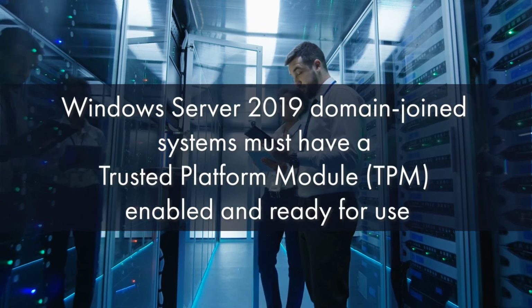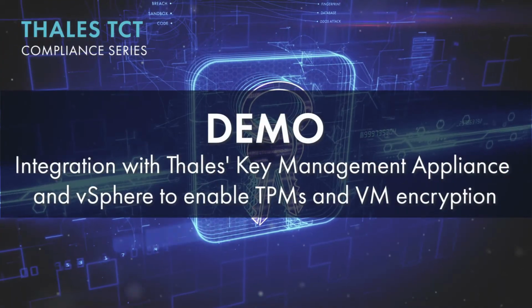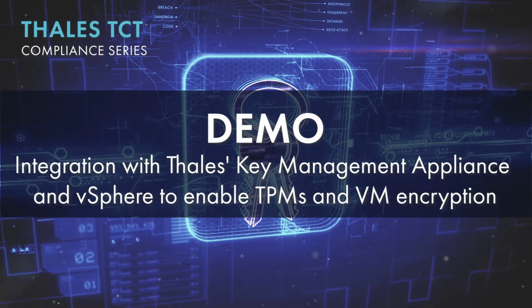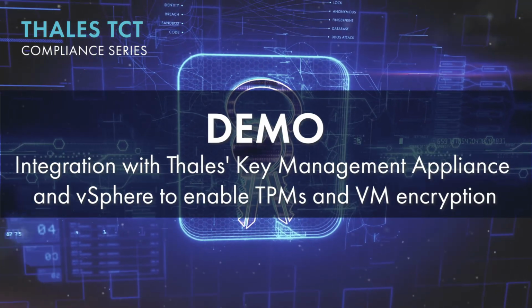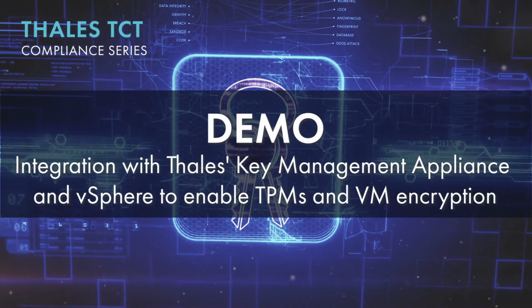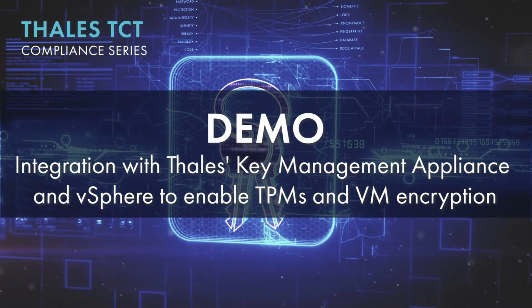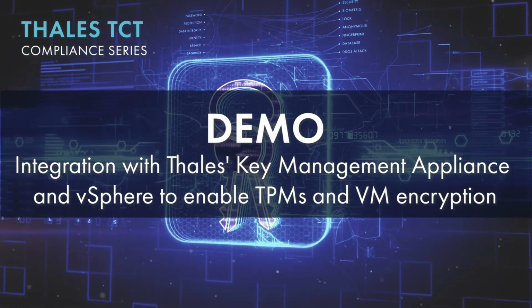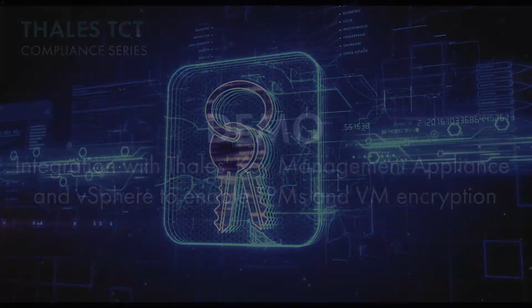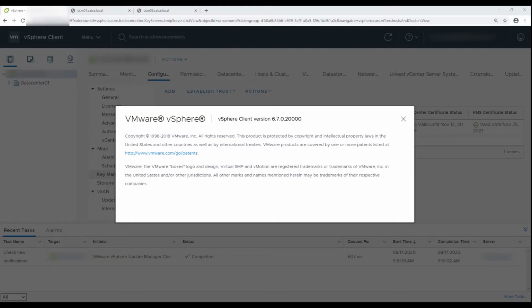2019 servers. What I'm going to show you today is an integration with the Thales Key Management Appliance and vSphere to enable trusted platform modules and VM encryption. This, in combination with enabling Credential Guard, will help you meet these STIG requirements. In order to start this process, we're going to need our vSphere client to be at version 6.5 or above, and version 6.7 for vTPM.